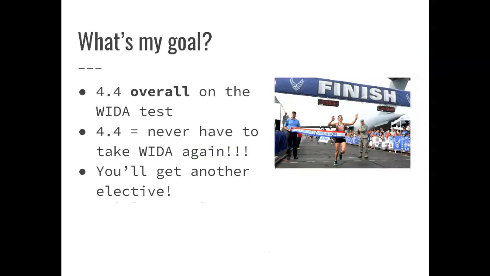So your goal for this year is to get a 4.4 overall on the WIDA test. If you get a 4.4, we don't really call it passing, but it means that you never have to take the WIDA again. So that's a really good thing. You'll also get another elective, which is awesome. You might have an English class with 2 teachers like you do this year. That just means that they still want to support your English learning needs, but you don't need a whole class for it.